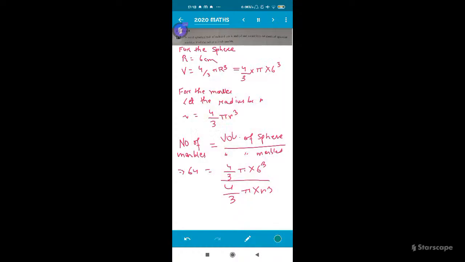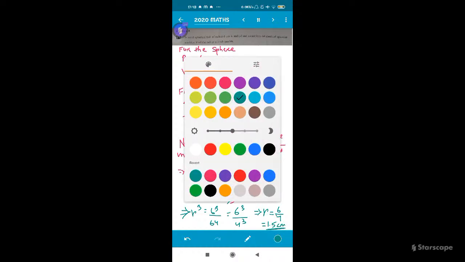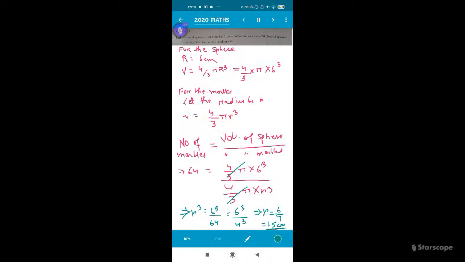This thing gets cancelled out, 4 by 3 pi. So we have r cube is equal to 6 cube by 64. So 64 can be written as 4 cube. So from here we can directly write that r is equal to 6 by 4. If you solve it, you will get 1.5 centimeter. So the radius of the small marbles is 1.5 centimeter. Such an easy question which can easily yield you 3 marks. So I hope this question is also clear to you. A very easy and simple question.